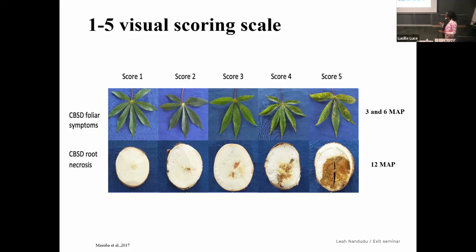So we tend to score these at 3 months and 6 months after planting for the foliar, because at that time the root has not developed. Once you uproot cassava, you destroy the plant. So we have to wait 12 months to look at the root.